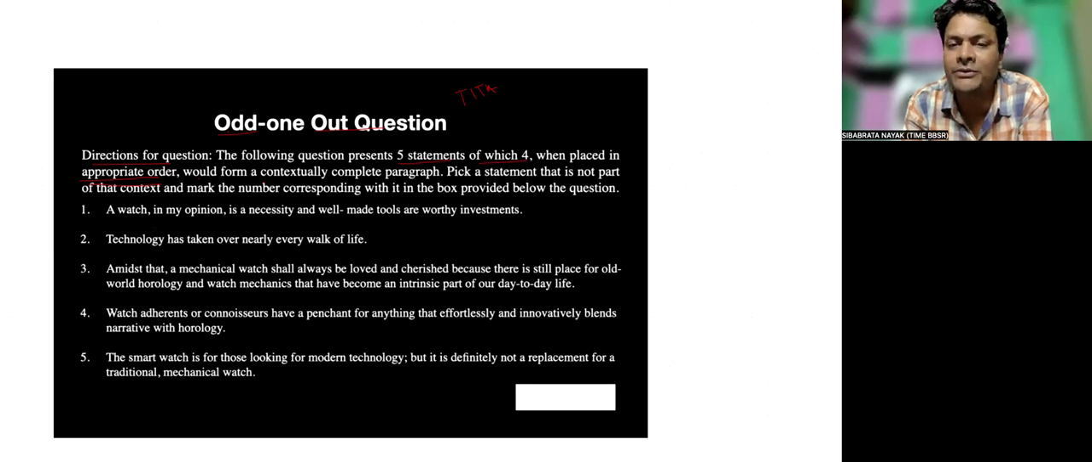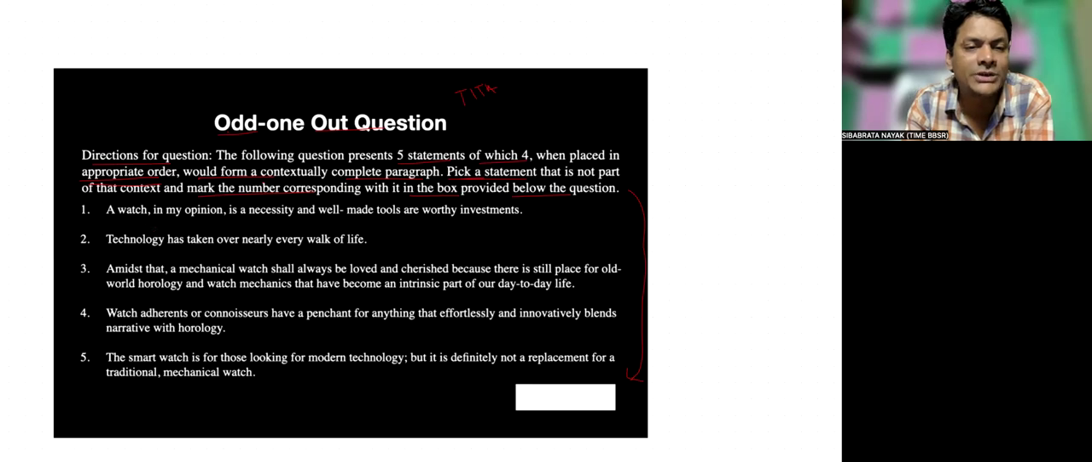And the other statement, which is not part of the complete paragraph, will be considered the odd one, and we will pick it as the answer, right? And we will mark the number corresponding with it in the box provided below the question, isn't it? So here is the box where we need to type the odd one, right? Please do remember it doesn't carry any negative marking, right? So you must attempt it. Now, let's look at the question.